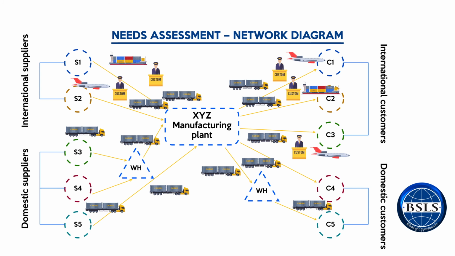On the other side, on the outbound side, the materials to customer 1 are being sent using air freight, materials to customer 2 are sent using ocean freight and finished products to customer 3 are being sent using air freight. And for customer 4 and customer 5, again the domestic mode of transportation, truck, is used.